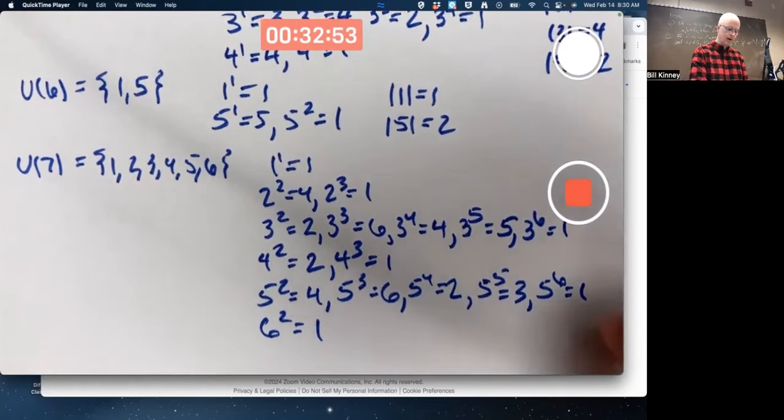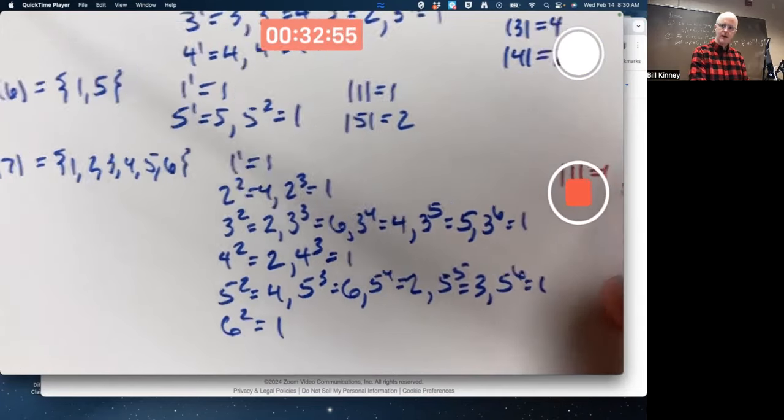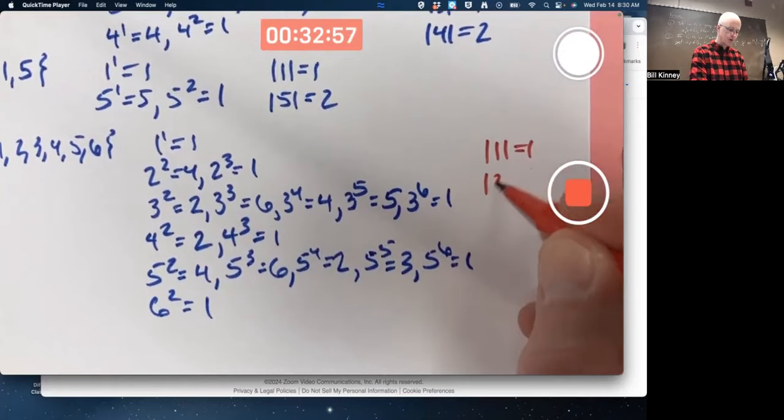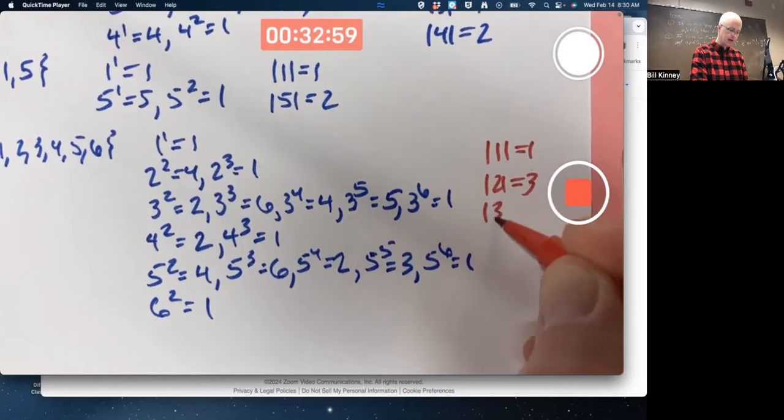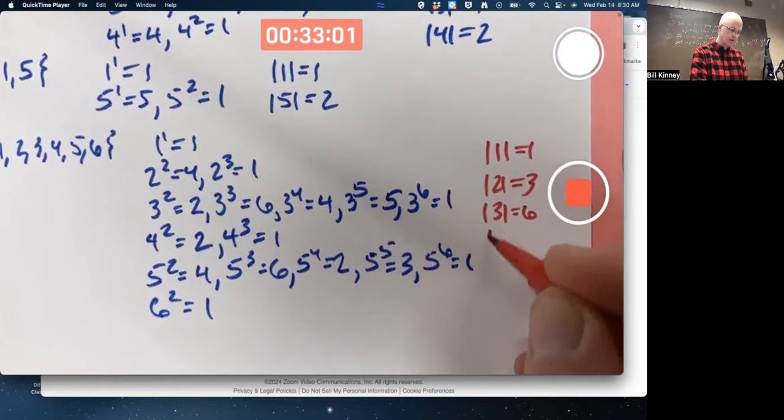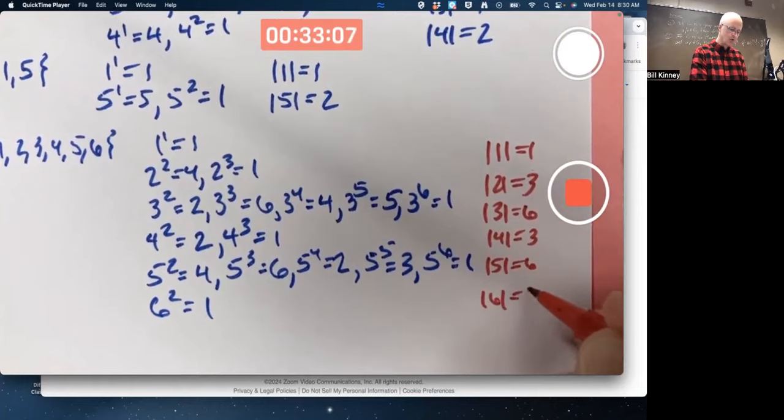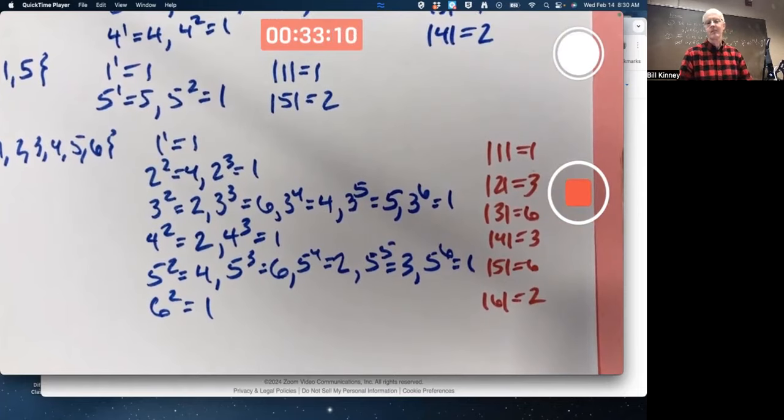The order of 1, as always, is 1. The order of 2 is 3. The order of 3 is 6. The order of 4 is 3. The order of 5 is 6. But the order of 6 is 2. Maybe unexpected. Is there a pattern here? There are patterns, but it's maybe not clear what they are.